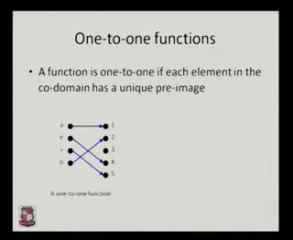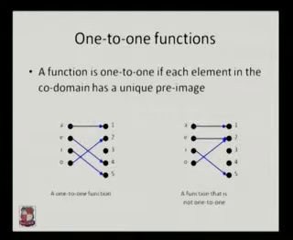This is the diagram for the one-to-one relationship. Here A relates with 1, E relates with 4, I with 5, and O with 2. So this is one-to-one. By the definition, each element of the codomain, 1, 2, 4 and 5, relates with a unique element of set A, that means with a unique pre-image. So this is a one-to-one function.